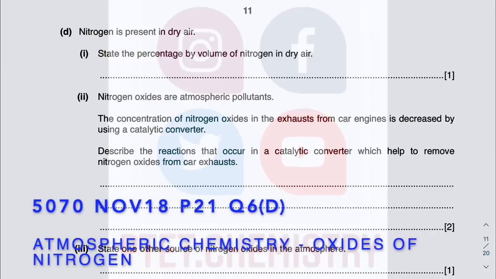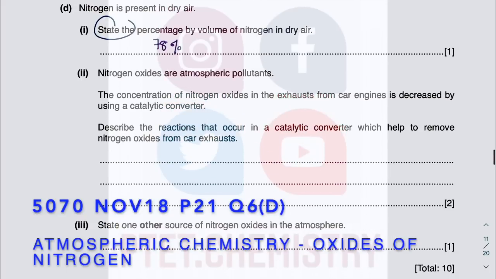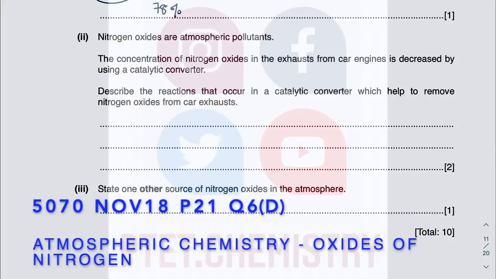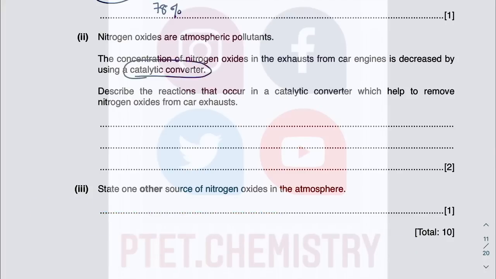Nitrogen is present in dry air, so this is just stating: 78%. Nitrogen oxides are atmospheric pollutants, so you can use a catalytic converter. Describe the reactions. Why do they use plural there? Because you've got to talk about more than one, and that's why you get 2 marks. If you just talk about one reaction, you are not going to gain a lot of marks. I can tell you one reaction whose equation you need to know. I'm sure you've seen this equation. You can write it in your answer, and it will prove the point.